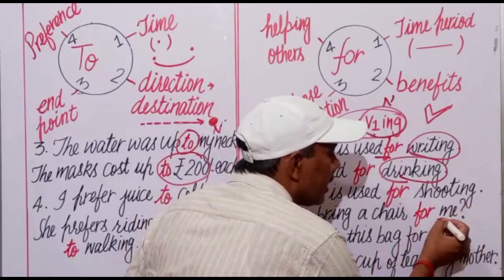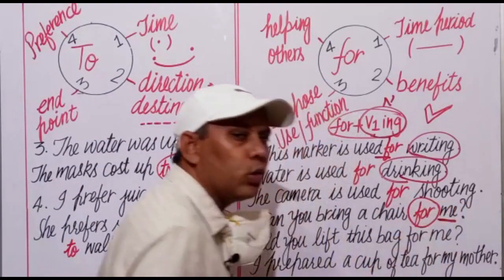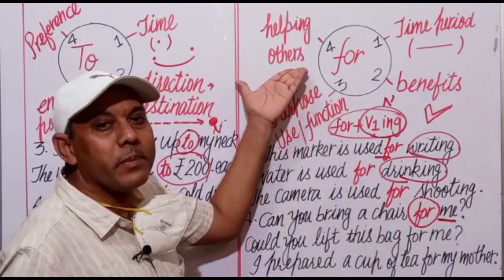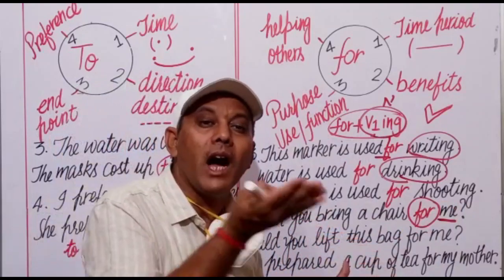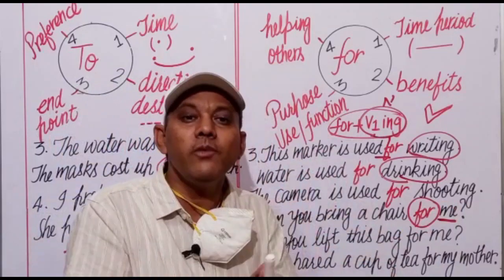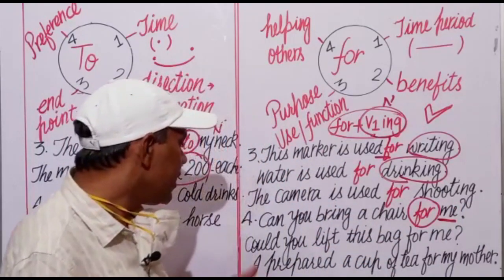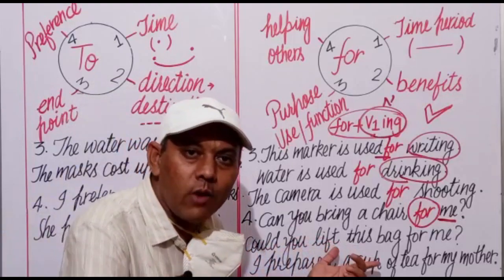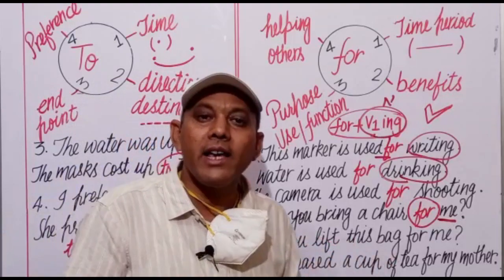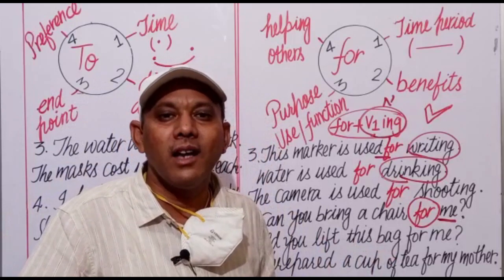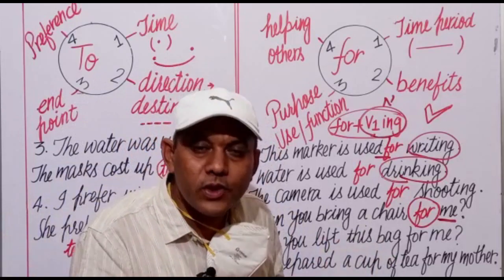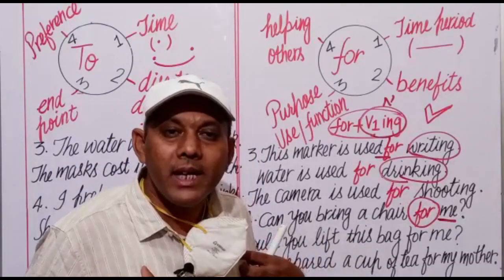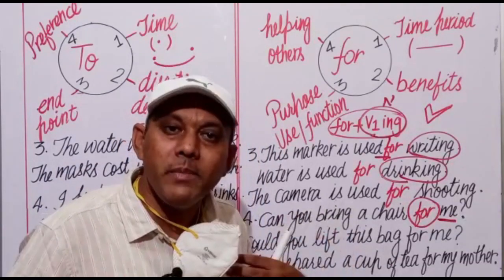Here, this preposition is used in case of helping others, or doing something on behalf of others, or doing something for someone. Next is, could you lift this heavy bag for me? Means, I can't lift this heavy bag. I am unable to lift this heavy bag. Could you lift this heavy bag for me? Means, on behalf of me or to help me.